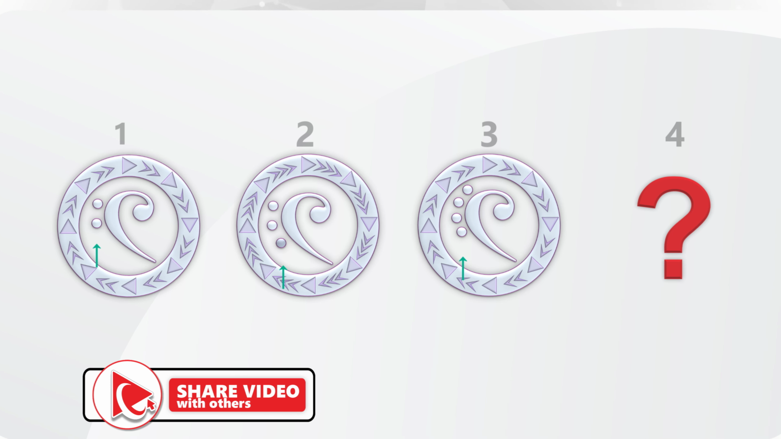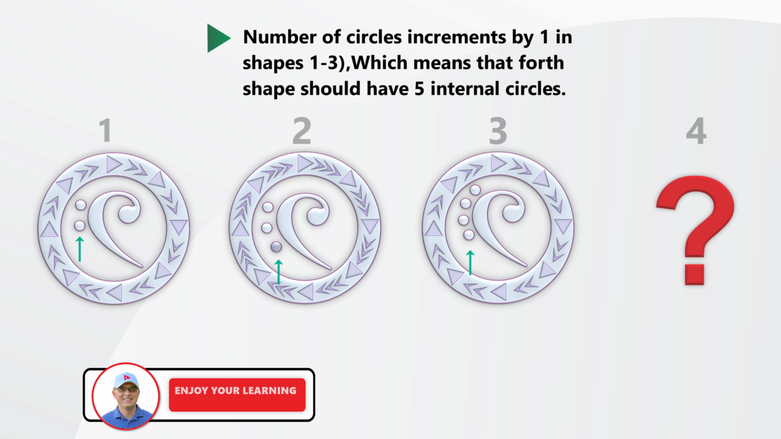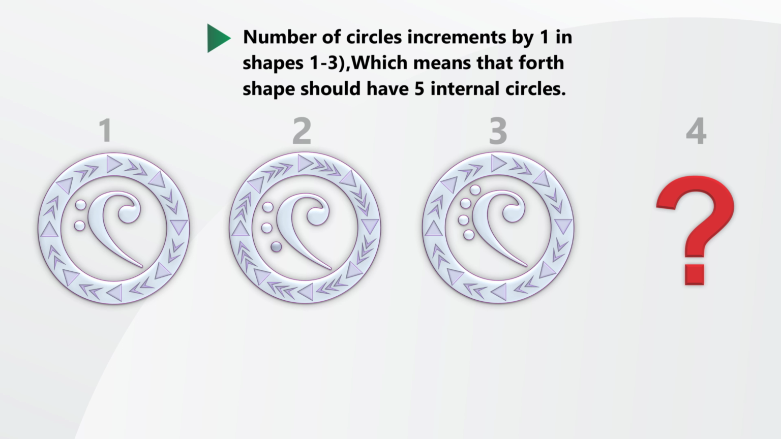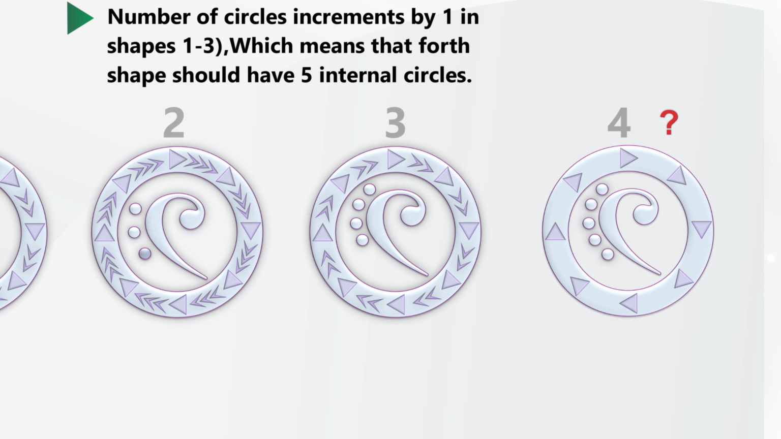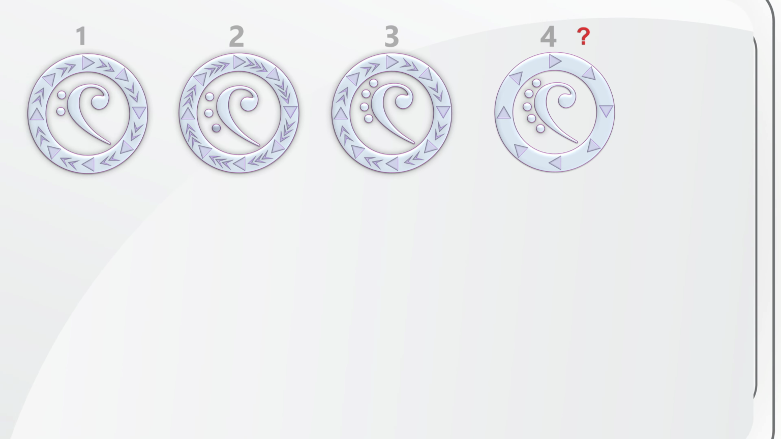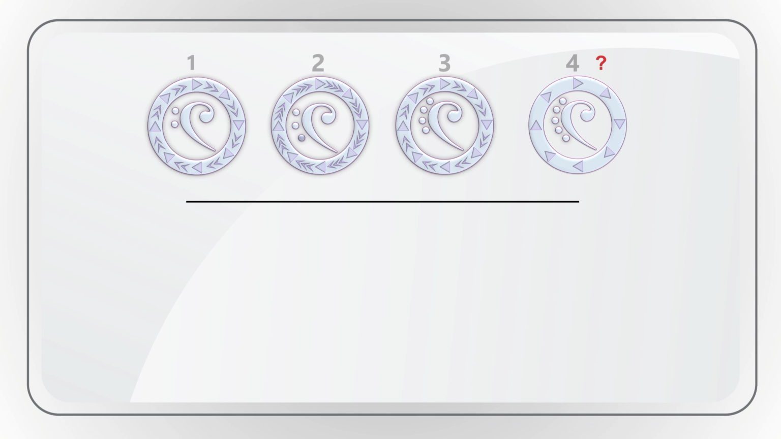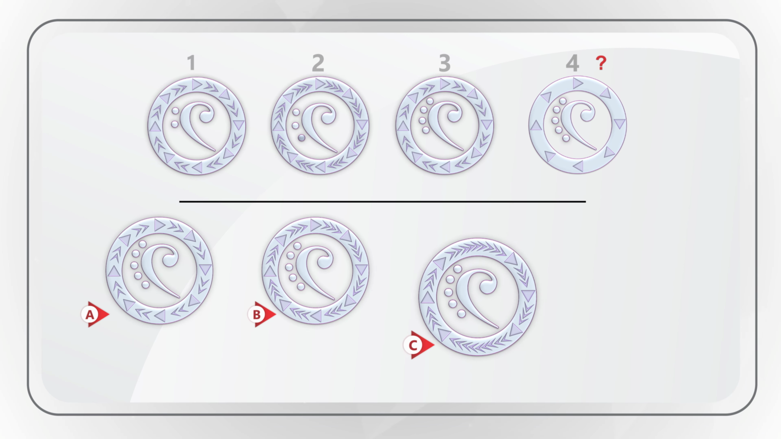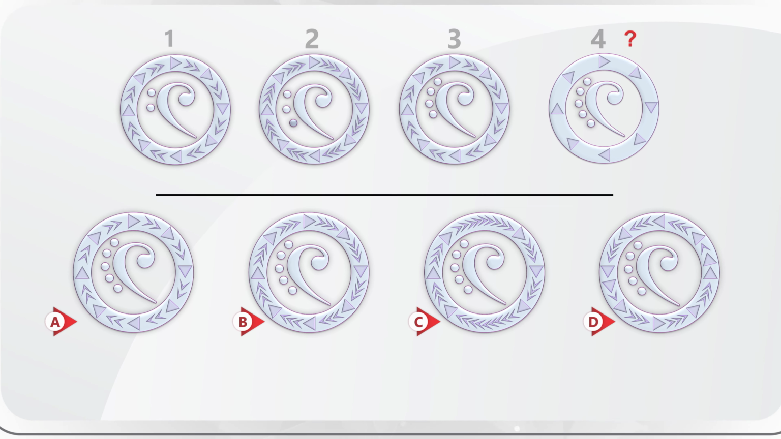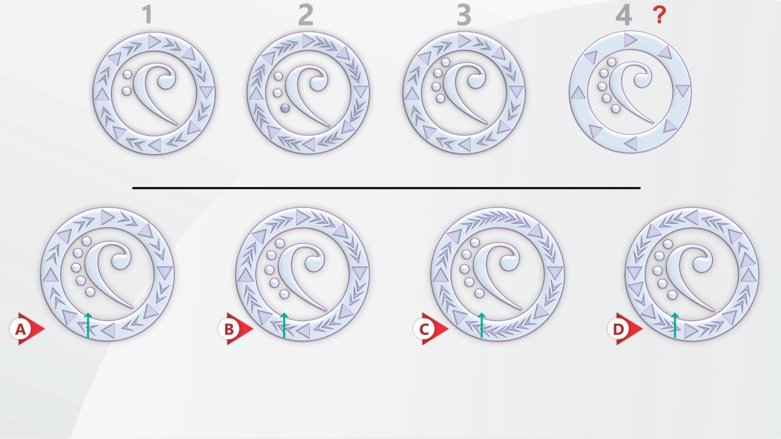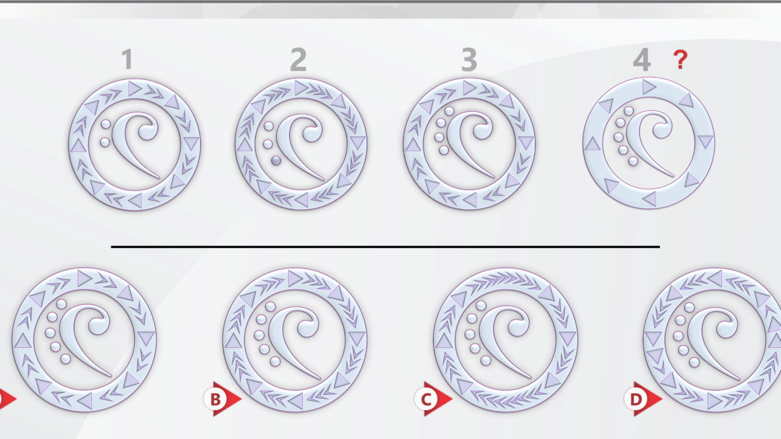Number of circles increments by 1 in items 1 through 3. For example, item 1 has 2 circles, item 2 has 3 circles, 1, 2, and 3, and then item 3 has 4 circles, which means that item 4 should have 5 circles. Well, guess what? I was so excited to select the final answer just based on this finding, but then I noticed that all choices A, B, C, and D, they all have 5 small circles inside, which leads us to the conclusion that the number of checks between triangles defines the final answer.